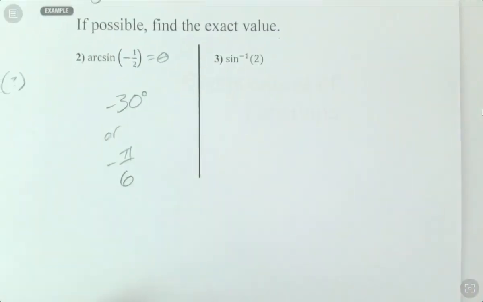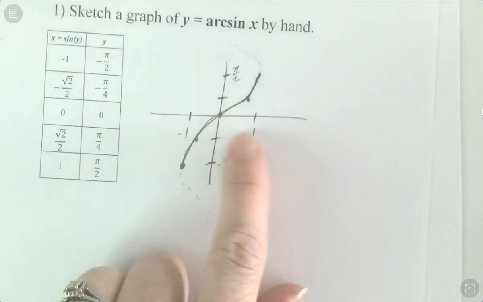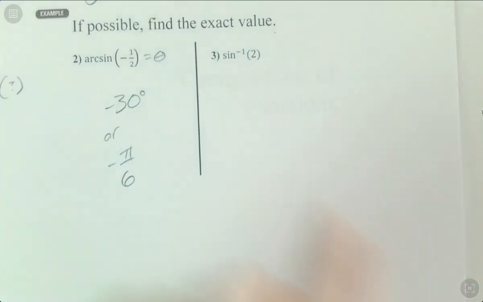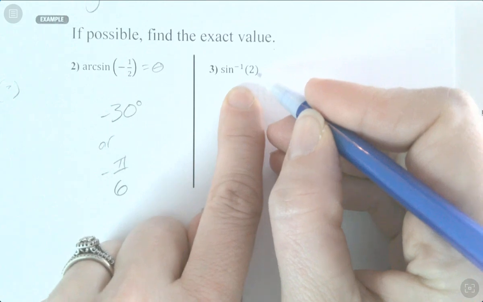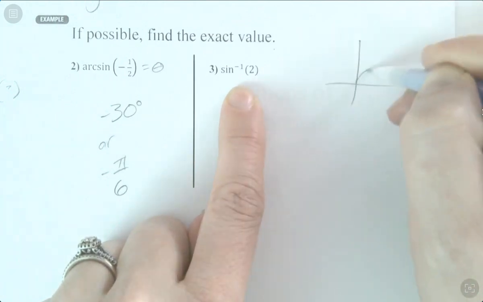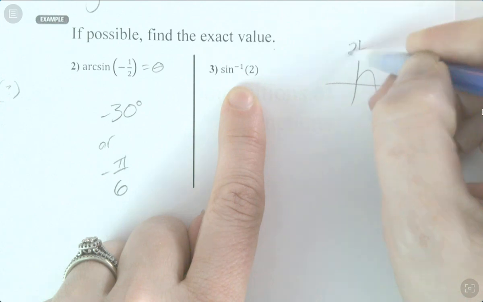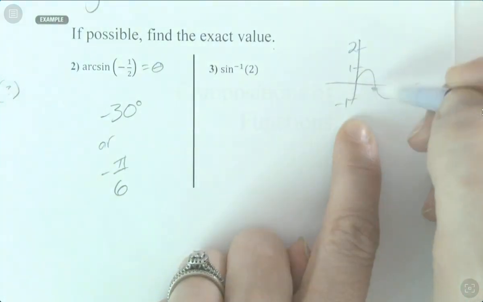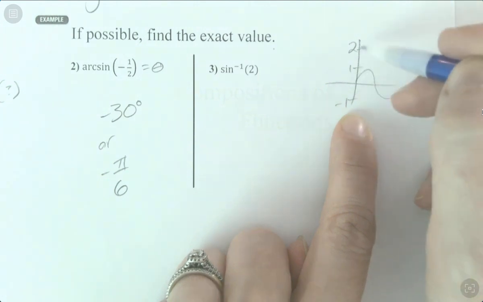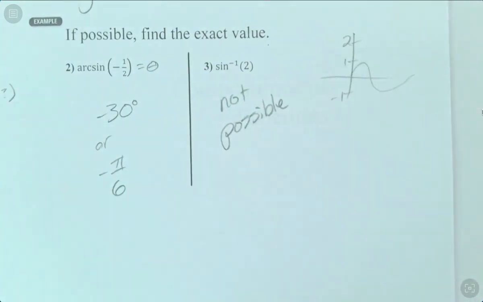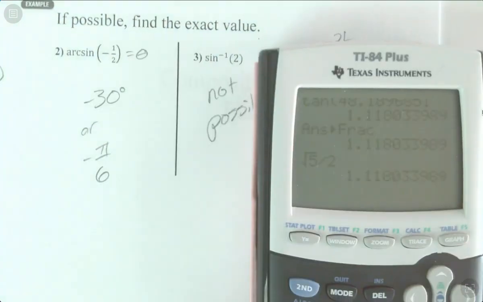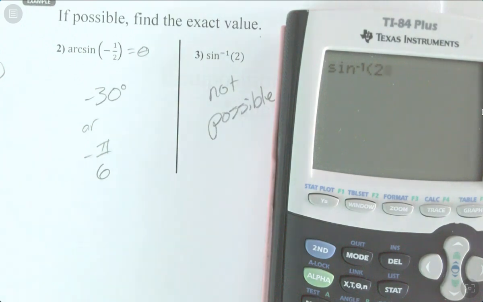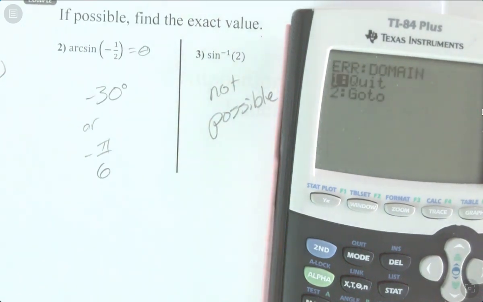What do you think about number 3? The arc sine function doesn't go any further than 1. Also, if you think about it, we're saying what angle has a sine of 2? If you're looking at the graph of sine, you're never going to get up to 2. It peaks at 1, right? Because the range of the mother function is from negative 1 to 1, you're never going to get to 2. So it's not possible. This is why students will come to me all the time and say, my calculator's broken. I tried to do the inverse sine of 2. It doesn't matter what mode you're in. You're going to get an error.